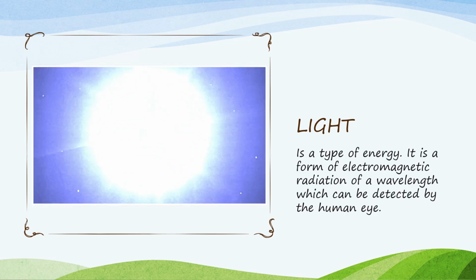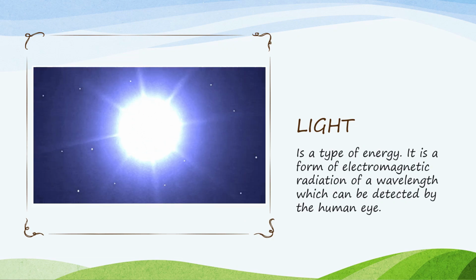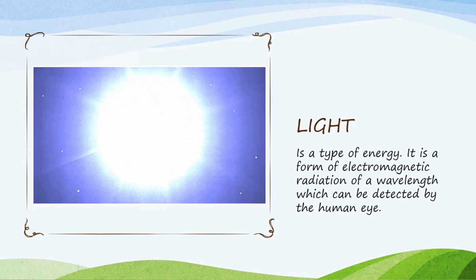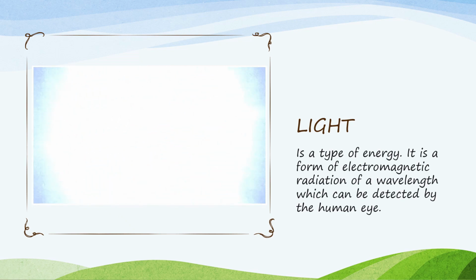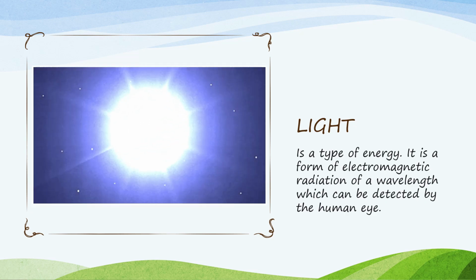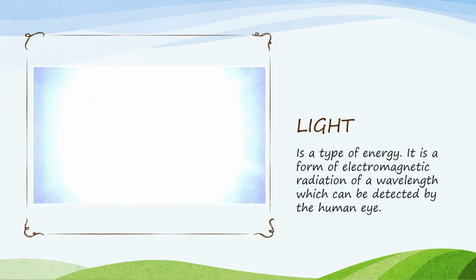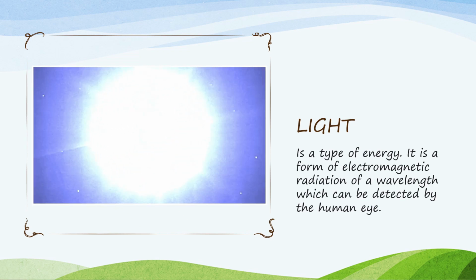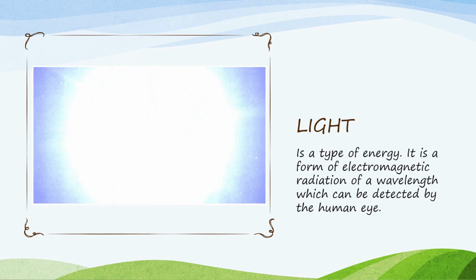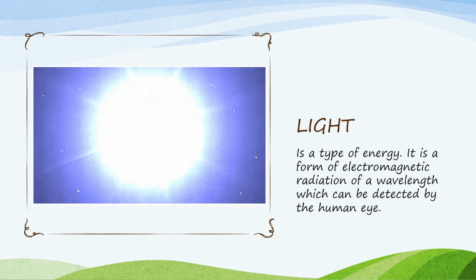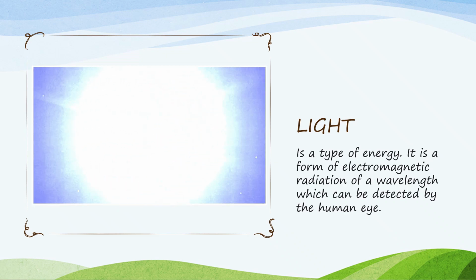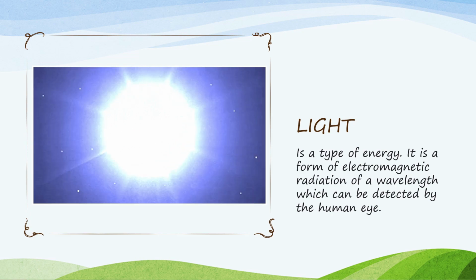Nakakita na po ba kayo ng flashlight and then sunlight? Okay, ano bang binibigay sa atin ng light? Okay, you're right. Binibigay sa atin ng light ay ang kaliwanagan para tayo ay makakita. Paano kung walang light sa atin, sa buong mundo? What will happen? Okay, good. Hindi natin makikita yung mga bagay na nasa paligid natin kung wala tayong light.